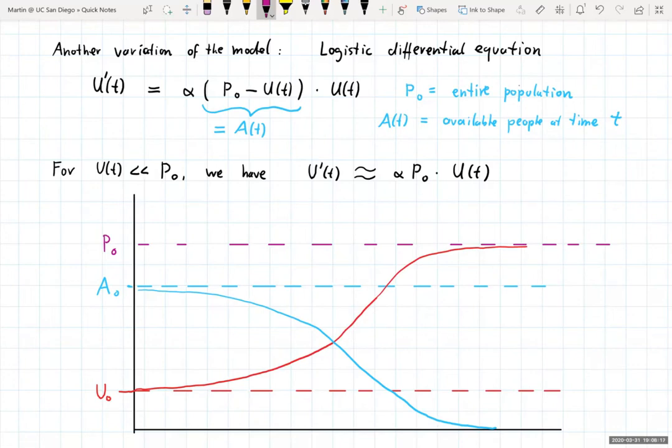And in the logistic differential equation, the growth of the user base is modeled as follows. Namely, the growth of the user base, u prime of t, is the same as alpha, which is some proportionality constant, times P naught minus u of t times u of t.